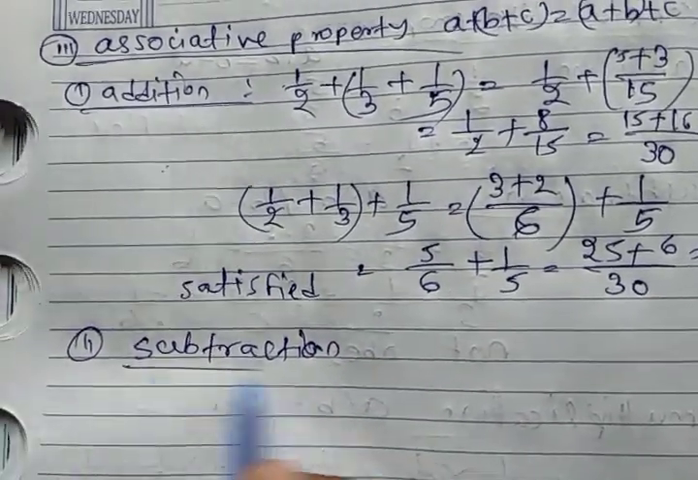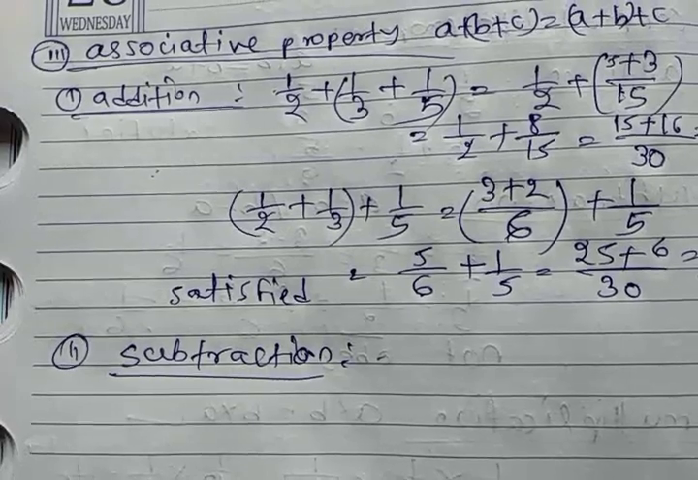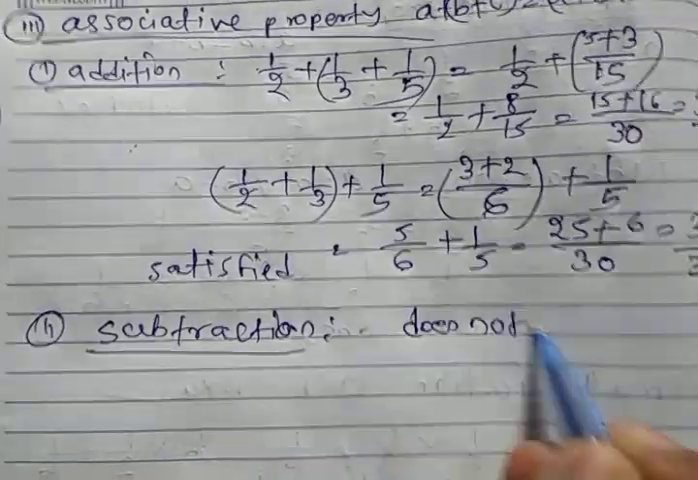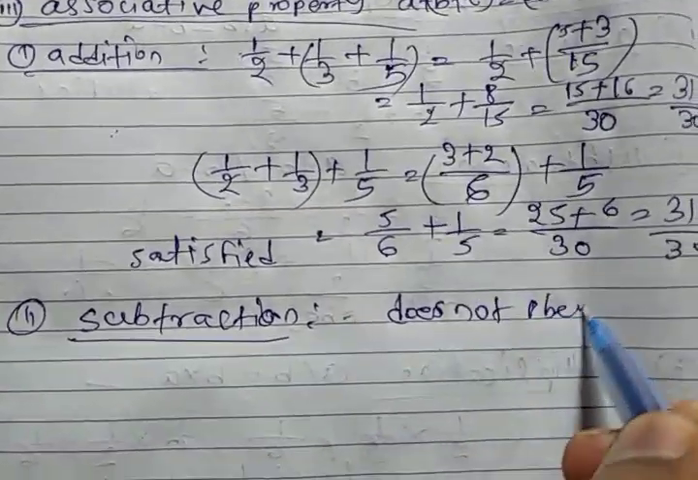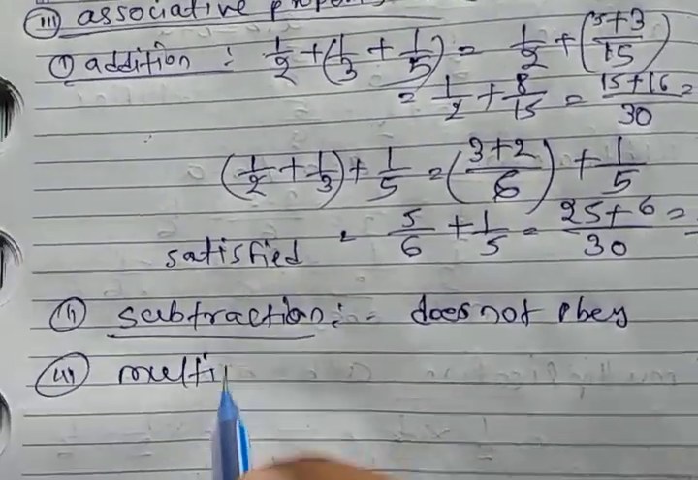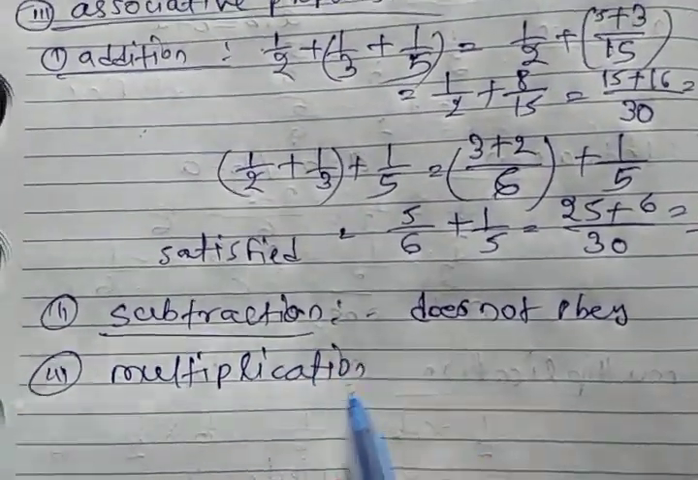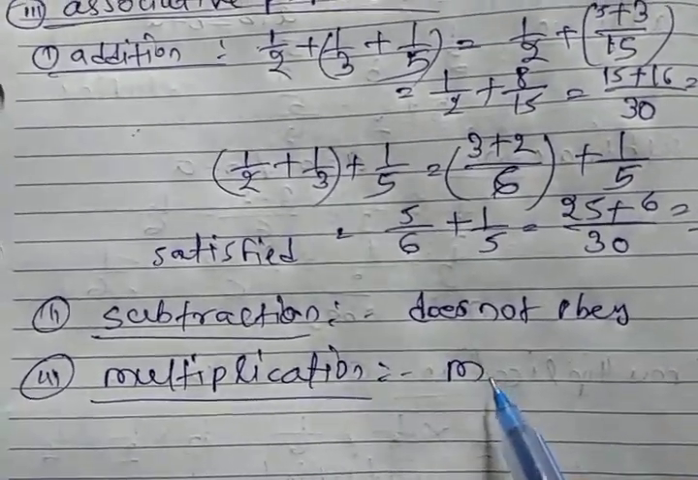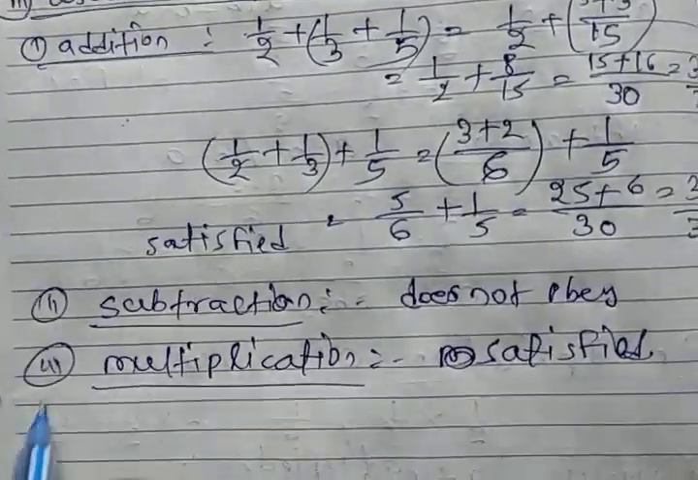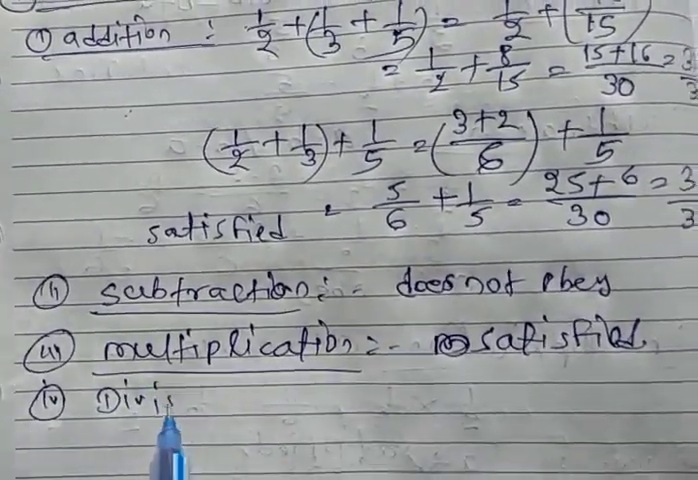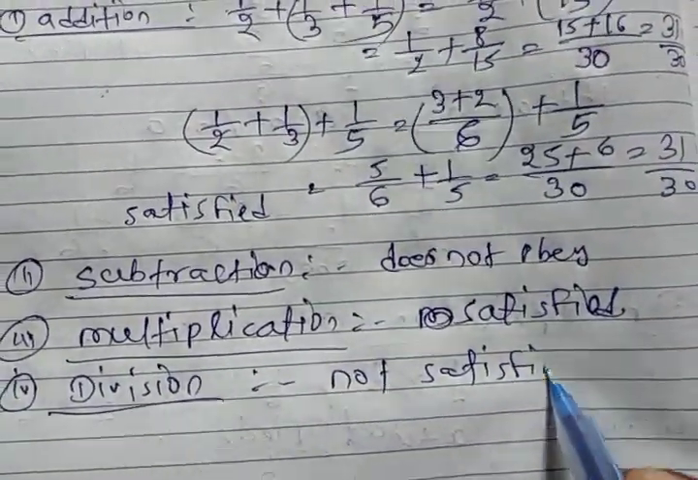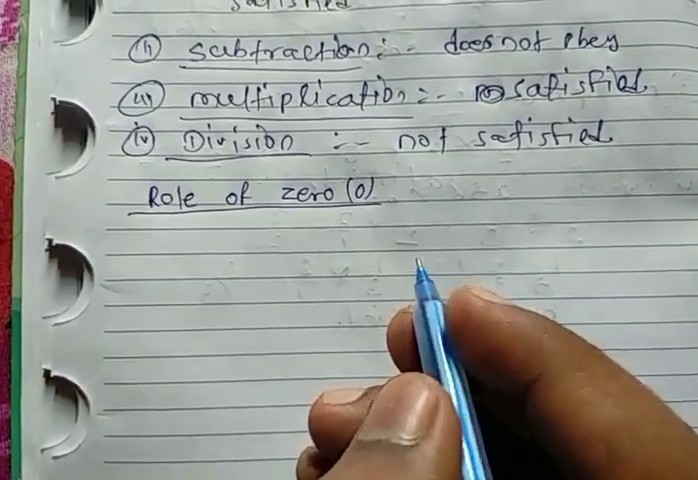Second, subtraction. In the commutative property we saw that the rational numbers do not obey. Here also they do not obey. Third, multiplication. The multiplication process is satisfied for associative. Satisfied. Then division. Division is not satisfied. Okay, understood?